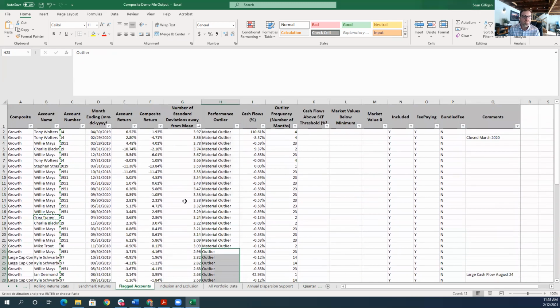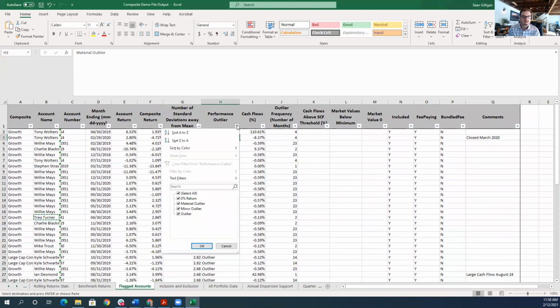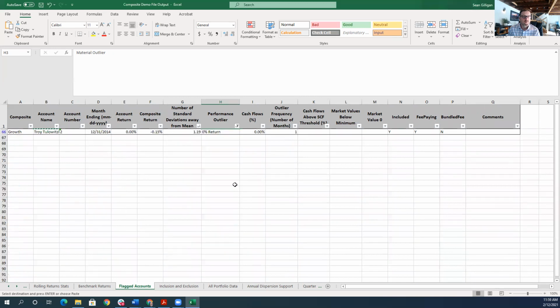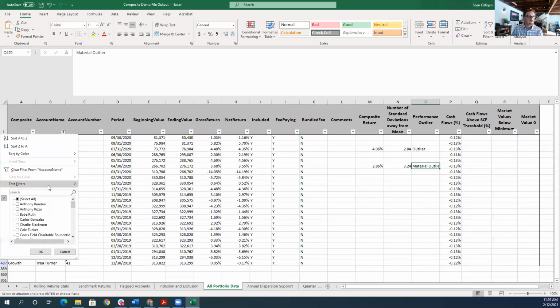In addition to outliers, there's also other things listed here like 0% returns. So 0% returns in this case, it looks like not very different from the composite. So this may not be an issue. Let's take a look at this one just to get the full context of the situation over here like we did with the others.